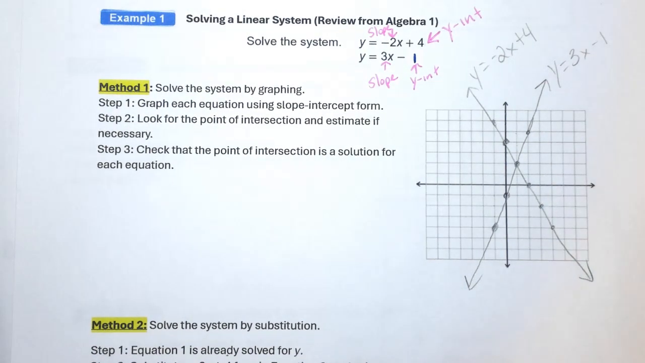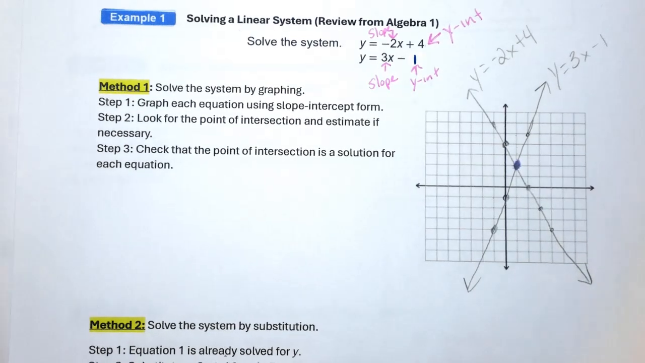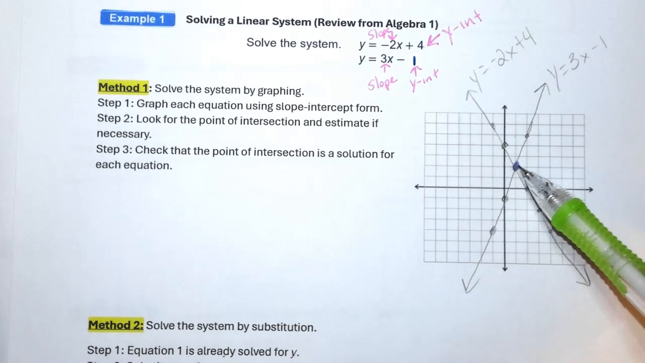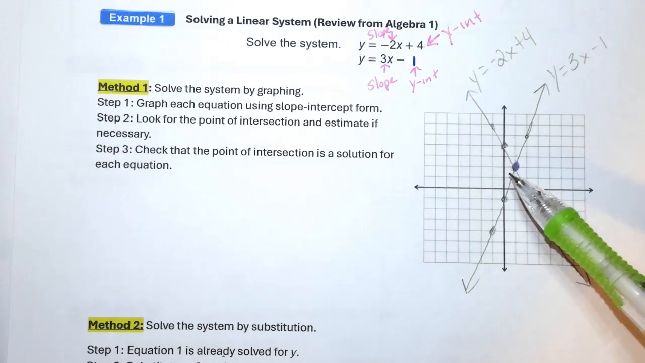So now our next step is to look for a point of intersection. Well, as I was graphing it, I saw a point of intersection. They intersect right here. That's where the two graphs meet. So what does this mean? That means this is our solution. This is the only value for x and y that works for both equations.